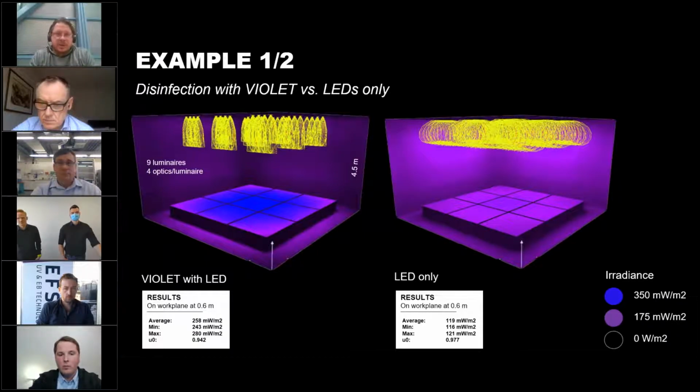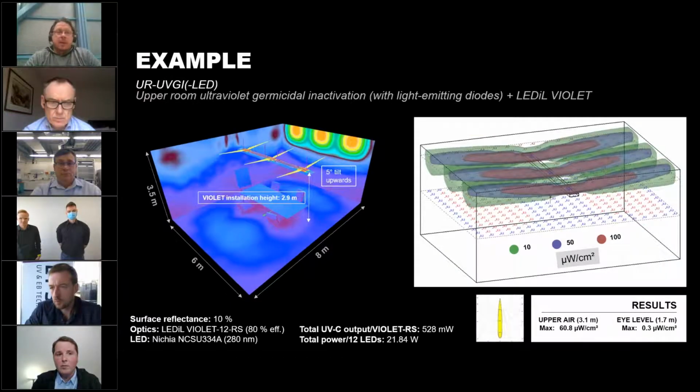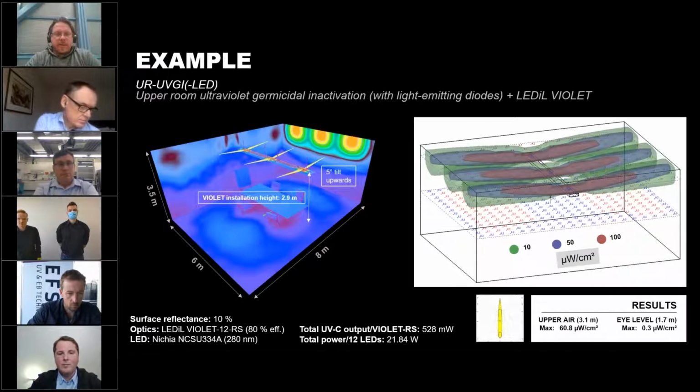Another application I want to briefly touch on is upper air UVGI, which is a really big application in North America. The upper air UVGI basically means the disinfection which is happening in the upper parts of the room, and this room can actually have people in the same room at the same time when the UVC irradiation is being applied. And the way we can do this upper room germicidal inactivation is we need to make sure and focus the light and make sure that it stays in this upper portion of the room where we don't have any humans.